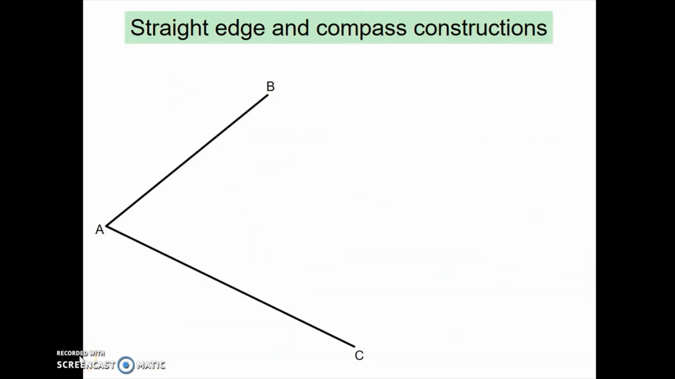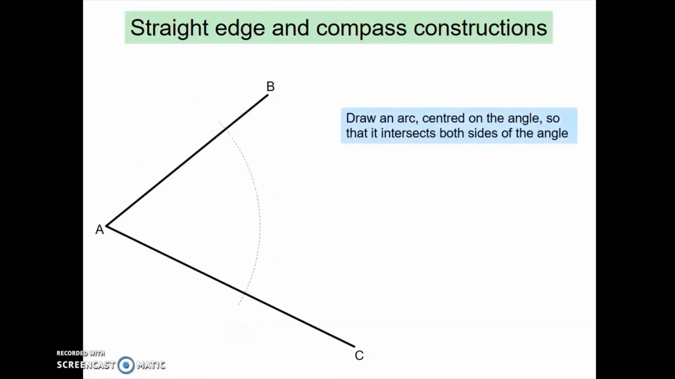Okay, another construction we need to be aware of is finding the angle bisector. So can we cut an angle exactly in half? Okay, so to start with, we're going to put the point of our compass on A. We are going to open the compass out and we're going to draw a nice big arc here. Notice that it cuts this line AB and it cuts this line AC. Then you take your compass, you place the point of the compass here, you open your compass out and you draw an arc somewhere around here.